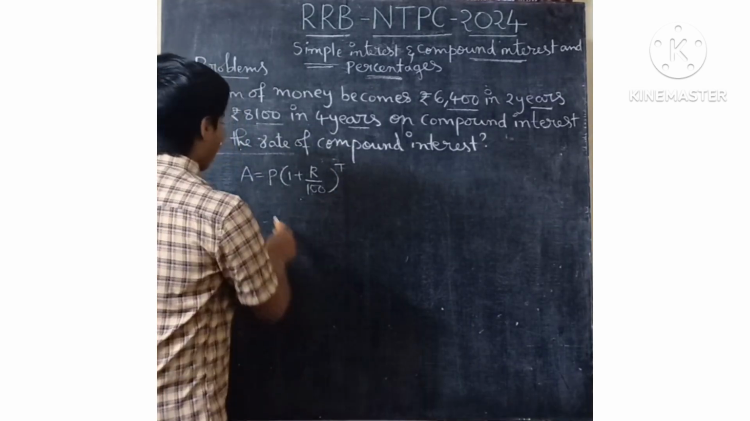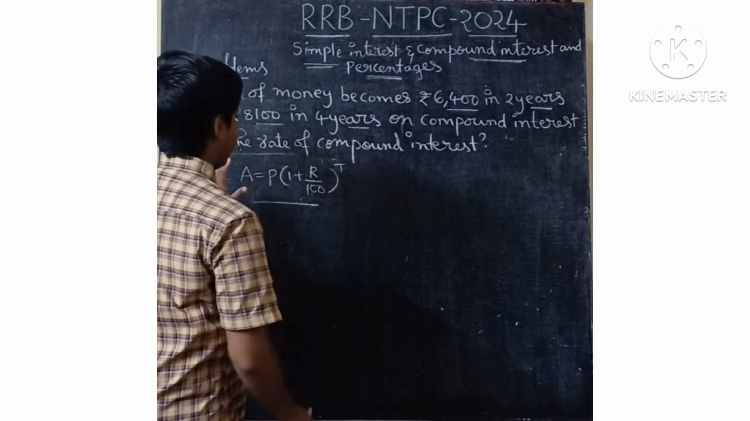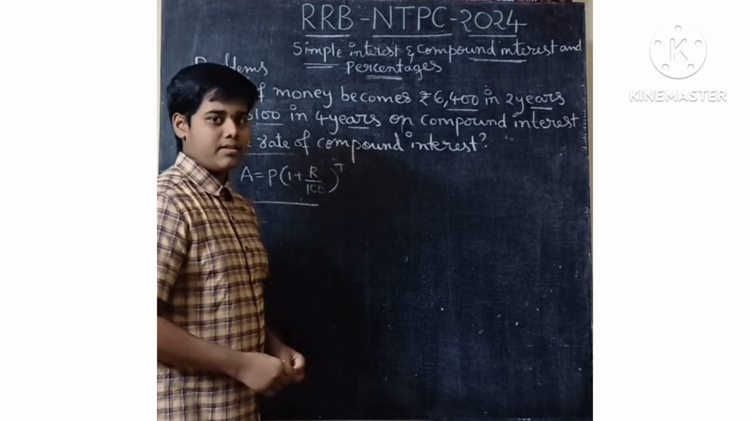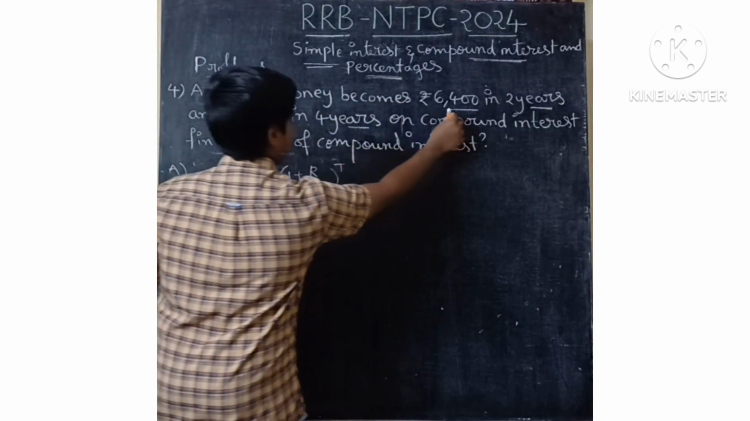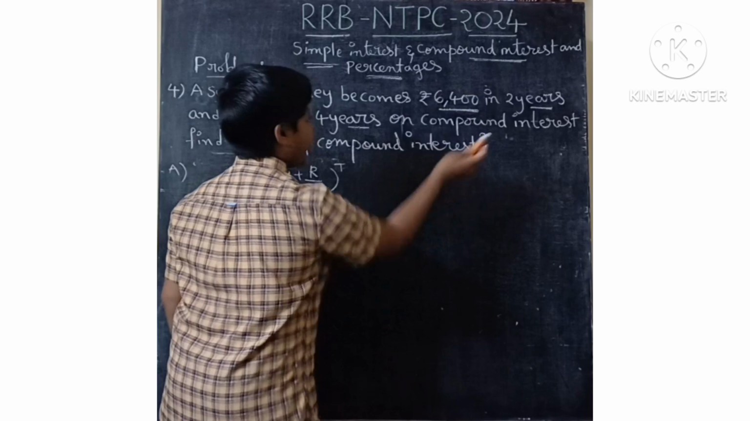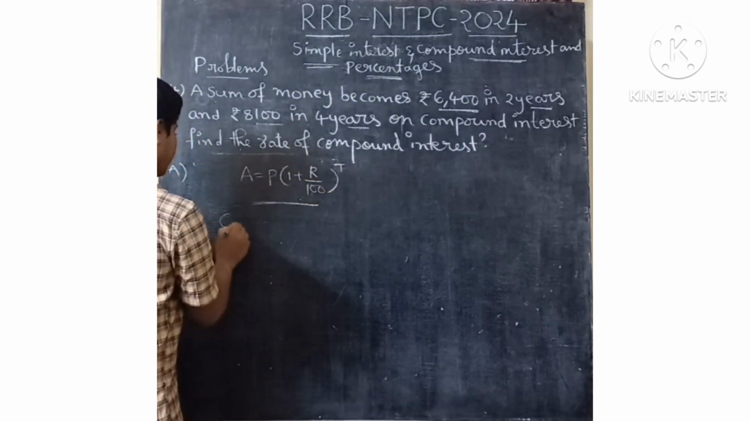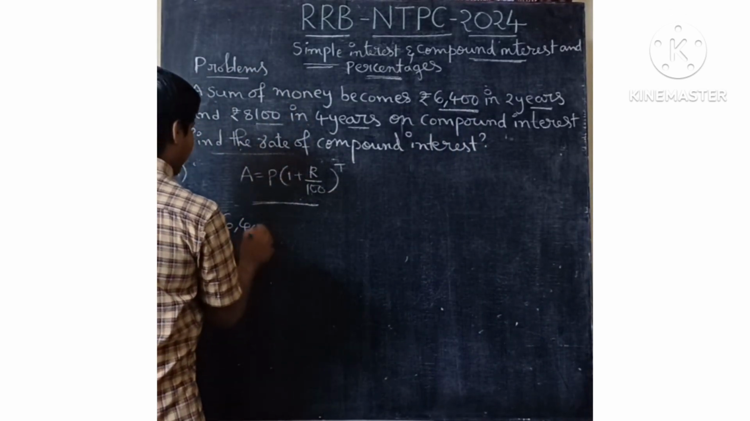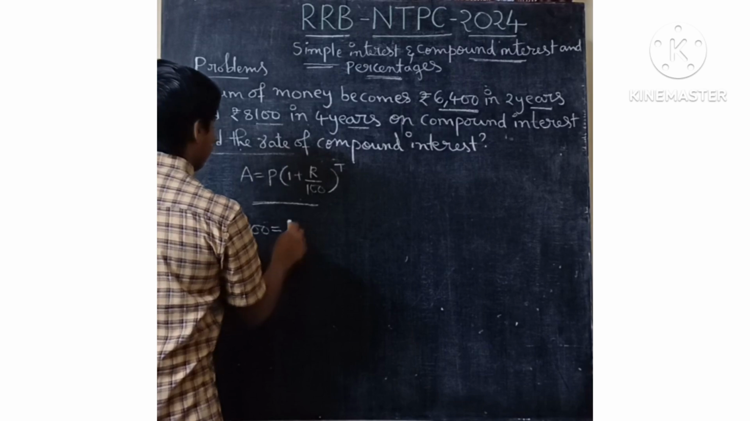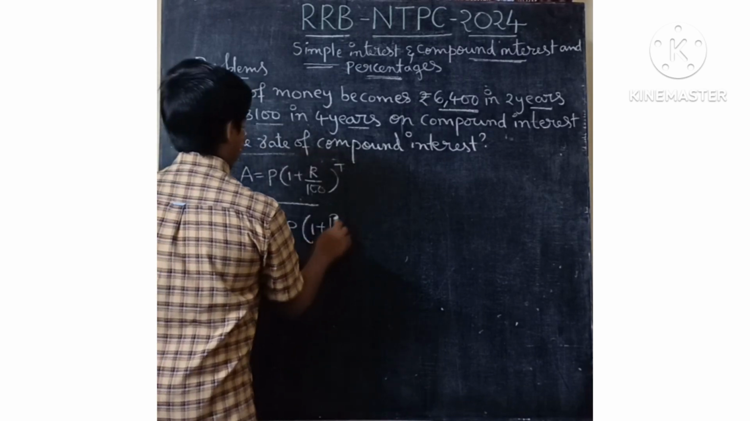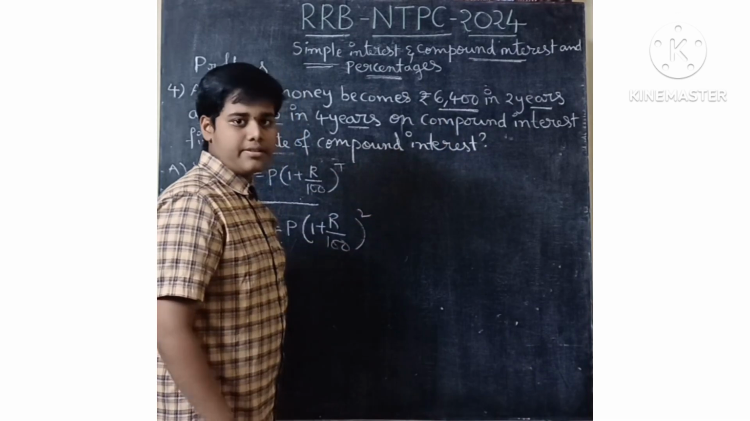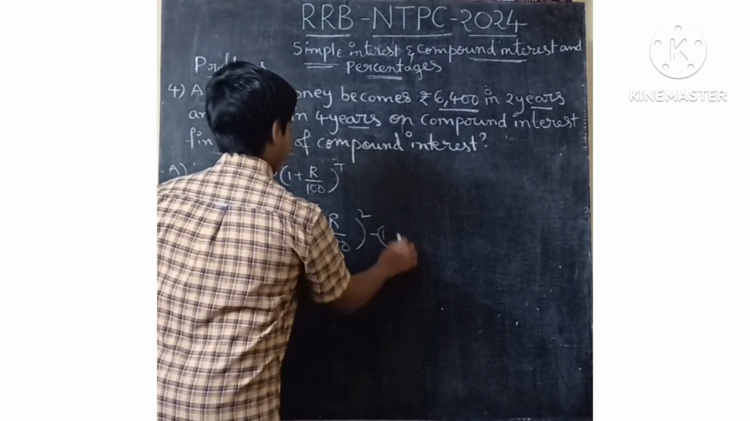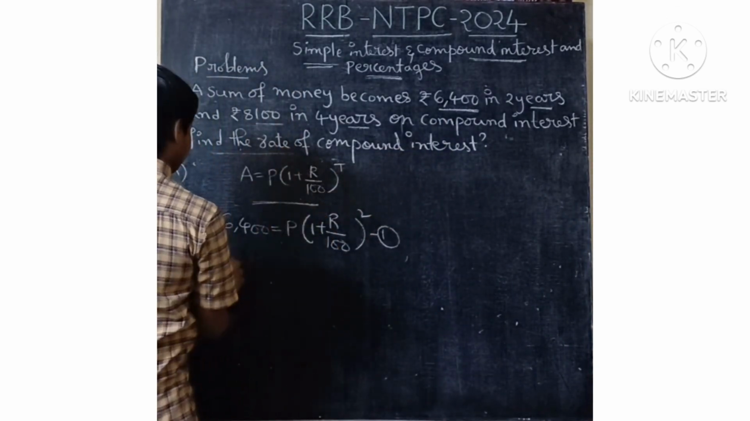Okay, so this is the formula, and before going to the sum, this is from compound interest. So we have to use this formula. The first case is amount 6,400 in 2 years. So 6,400 is equal to P into (1 + R/100) whole power 2, because it is 2 years. Okay, so this is the first one.